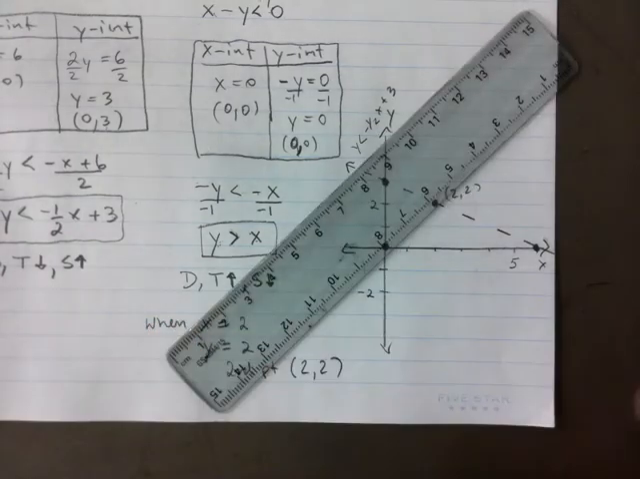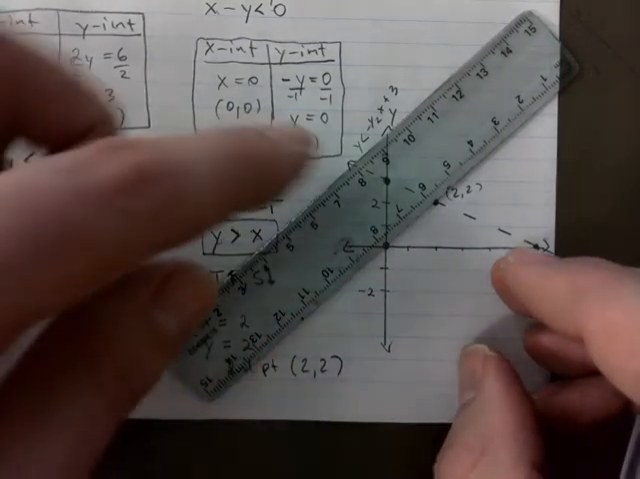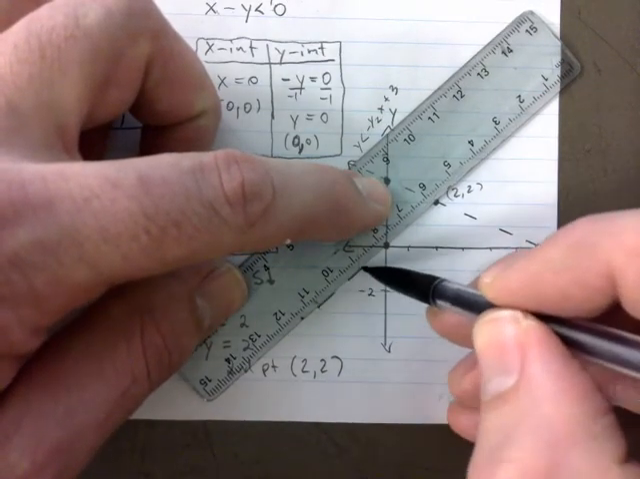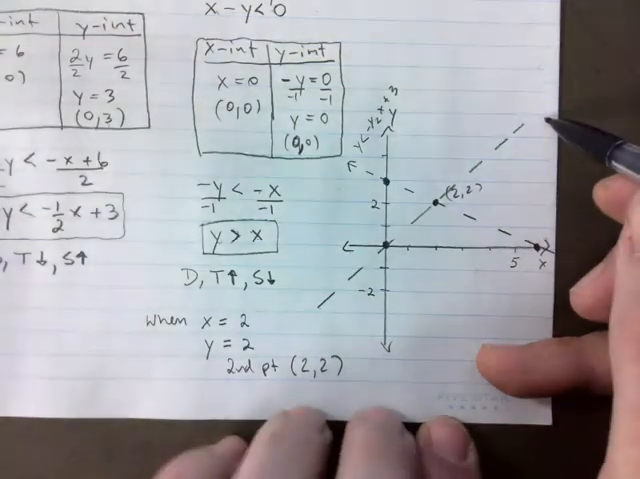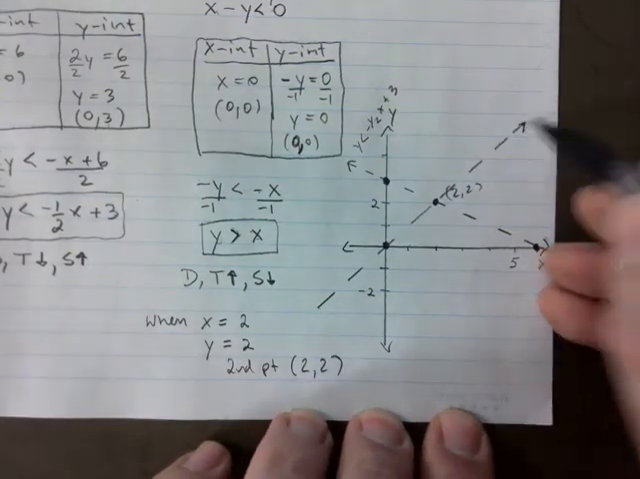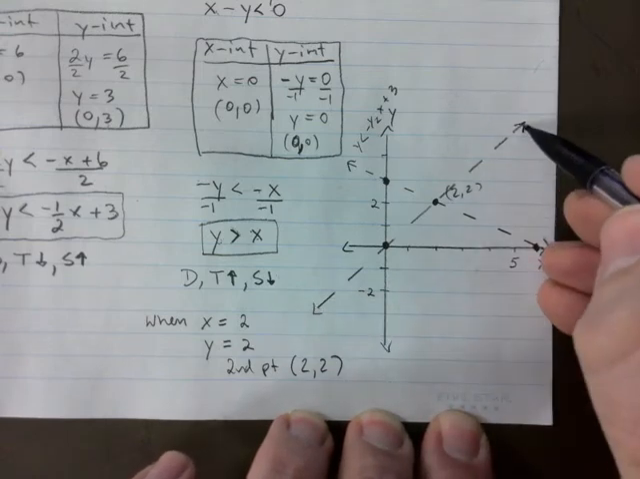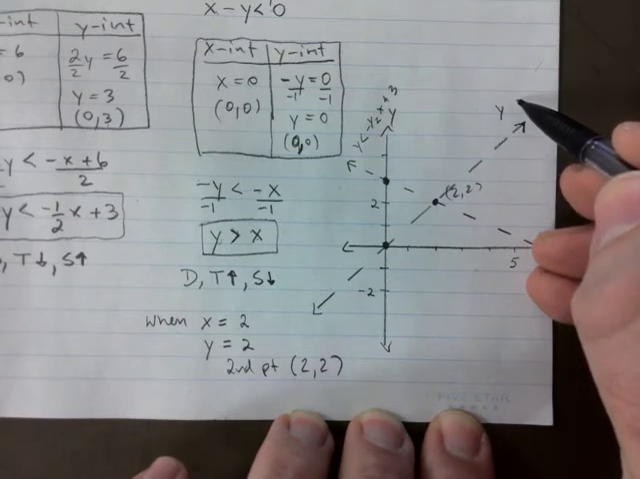That is also a dashed line. So it looks like the point of intersection will be (2, 2), but we're not too sure about that. Got that? y is greater than x.